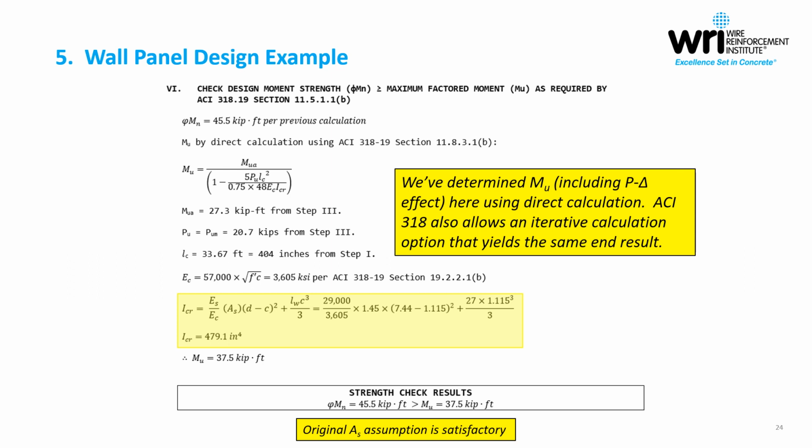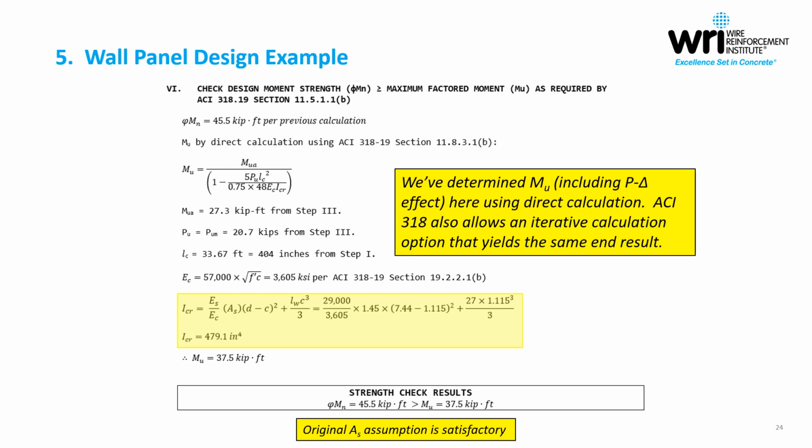We move on to checking the moment strength against the maximum factored moment as required in section 11.5.1.1B. Note that M sub U here does include P delta effect, and we are using a direct calculation as allowed by ACI 318. ACI 318 also allows an iterative calculation option that would ultimately yield the same result. We don't need to show both methods, we're just showing the one.